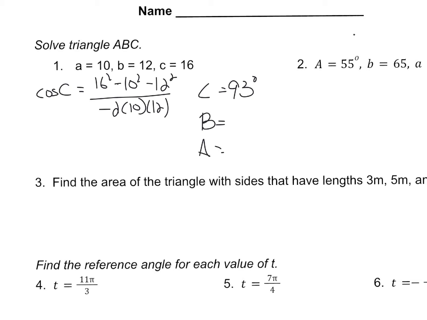I also need to find angle B and angle A. I'm going to go in order, largest to smallest, so I'm going to find cosine B, or angle B, next. So I'm going to go 12 squared, which is B squared, minus A squared minus C squared, all over negative 2AC.